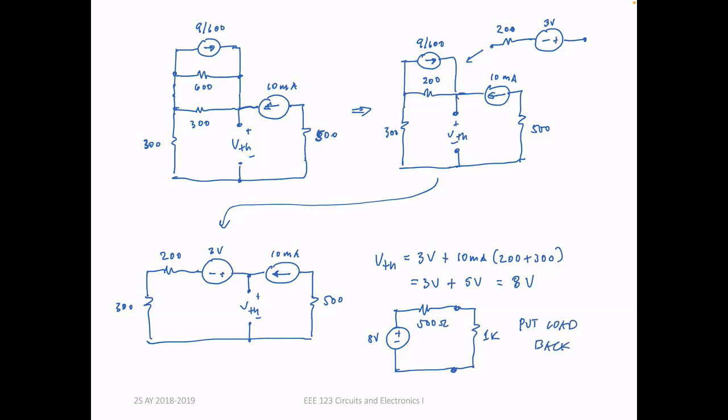And now I can get V sub O by voltage division. V sub O will be 8 volts multiplied by 1K over 1.5K. So 8 times 1K over 1.5K. Okay, so that's 5.33 volts.